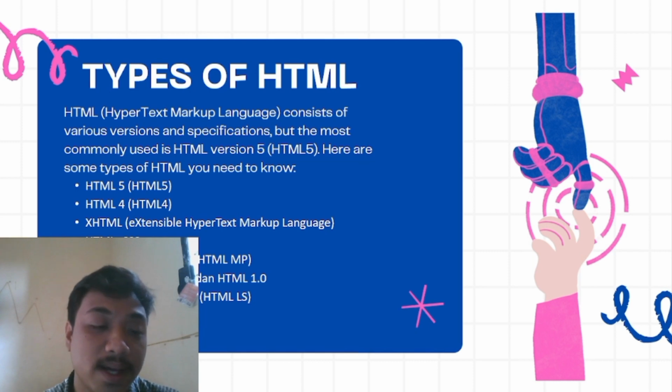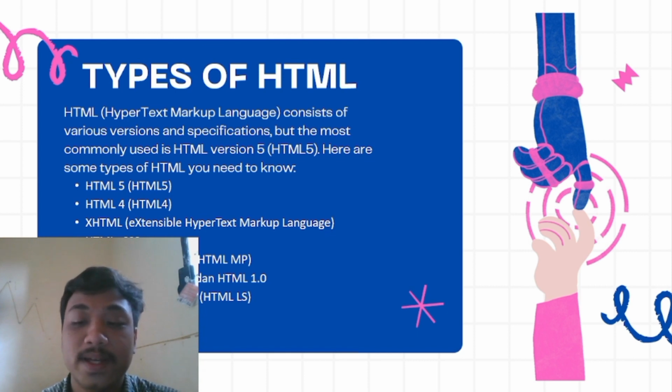Next is HTML4, a version of HTML prior to HTML5, which was also widely used in its time. HTML4 introduced various elements and attributes, and is still used in some older projects.